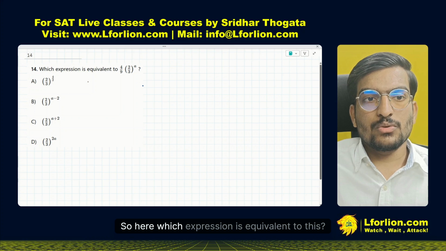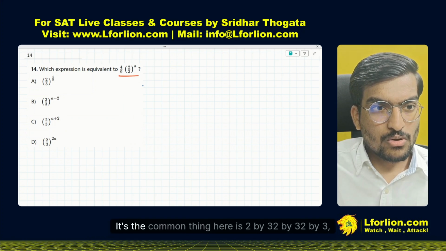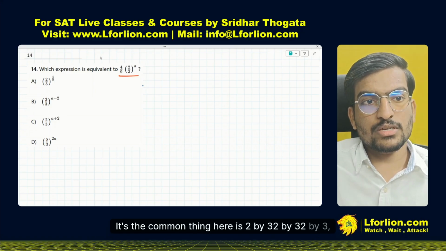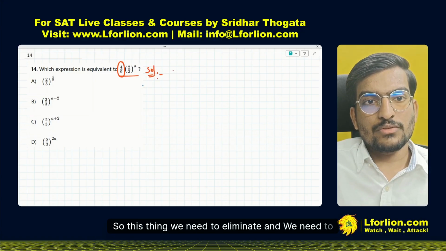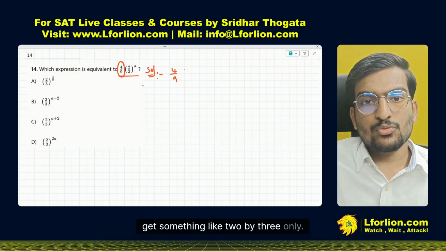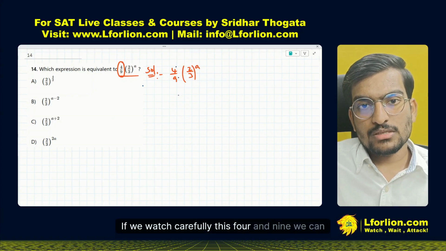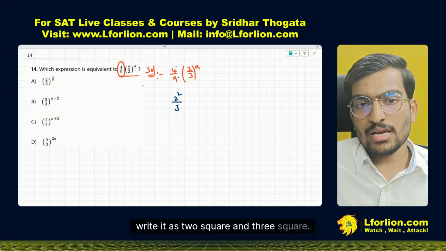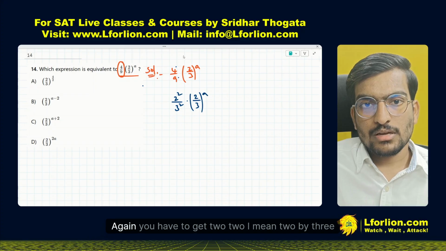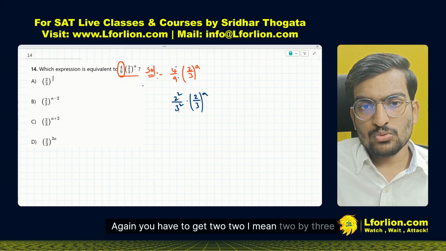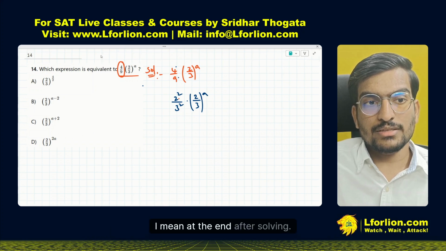So here, which expression is equivalent to this? You can see some options. The common thing here is 2 by 3 in all options. So this thing we need to eliminate, and we need to get something like 2 by 3 only. So how can we do that? If we watch carefully, this 4 and 9 we can write as 2 square and 3 square, and here it's going to be 2 by 3 whole power a. Again you have to get 2 by 3, only 2 by 3 you need to have in all, at the end after solving.